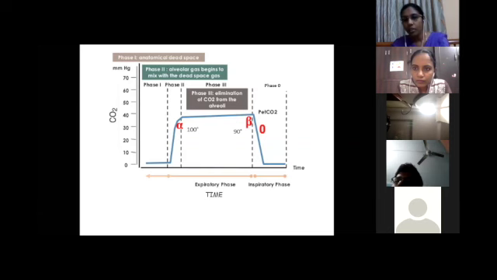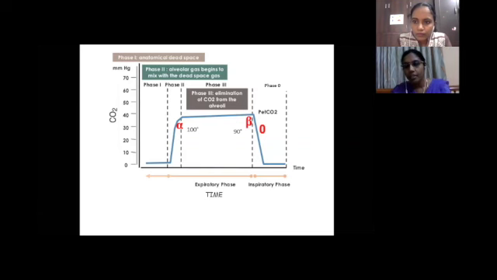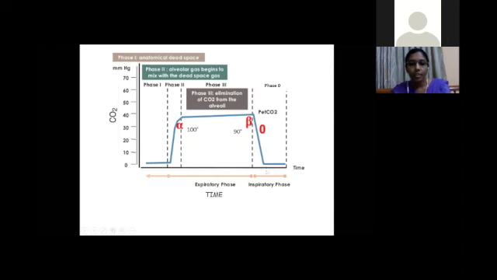And as we begin to inhale, the carbon dioxide content in inspired air is 0. So there is a rapid downstroke followed by a baseline where there is no carbon dioxide. We have to remember that the baseline is contributed both by the inspiratory as well as the expiratory segment. Now, there are two angles here: one is the alpha angle and the other is the beta angle.